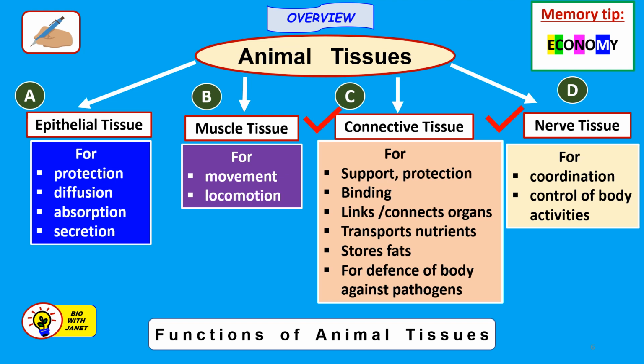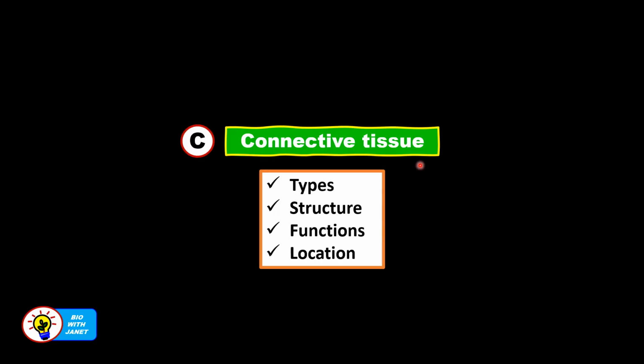Now, what are the functions of connective tissue and nerve tissue? Briefly, connective tissue is needed for support and protection, binding, linking or connecting organs together, transporting nutrients, storing fat, and for the defense of the body against pathogens. Whereas nerve tissue is needed for coordination and control of body activity. So let's discuss the third type of tissue, which is connective tissue. Some aspects to look out for and remember are the types of connective tissue, the structure, functions, and also the location of the connective tissue.